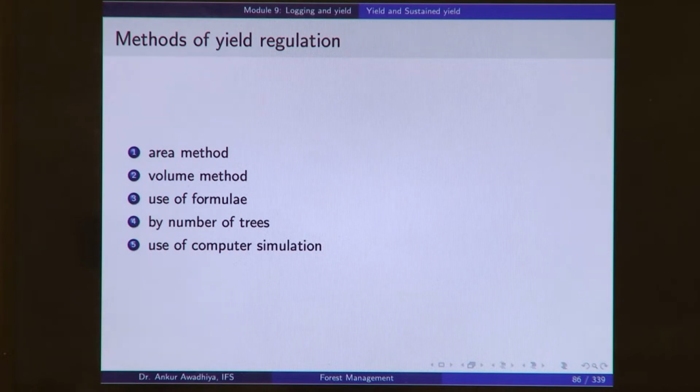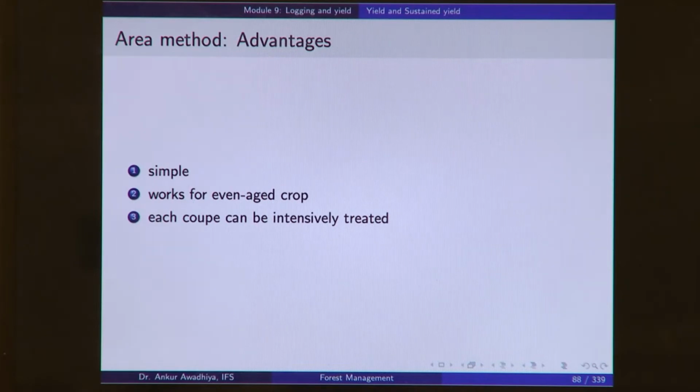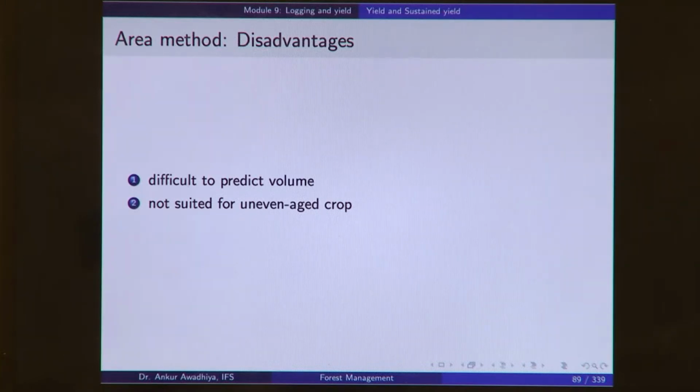Now to find out or compute these yields, we have different methods. The easiest one is the area method. In the area method we say that for an even aged crop, the area that should be processed every year is equal to the total area divided by the rotation period. This is a very simple method, it works for even aged crop, and each coupe can be intensively treated. However it is difficult to predict volume, so you cannot tell the amount of timber that you will be extracting every year, or the value that you will be generating every year, and it is not suited for uneven aged crops.